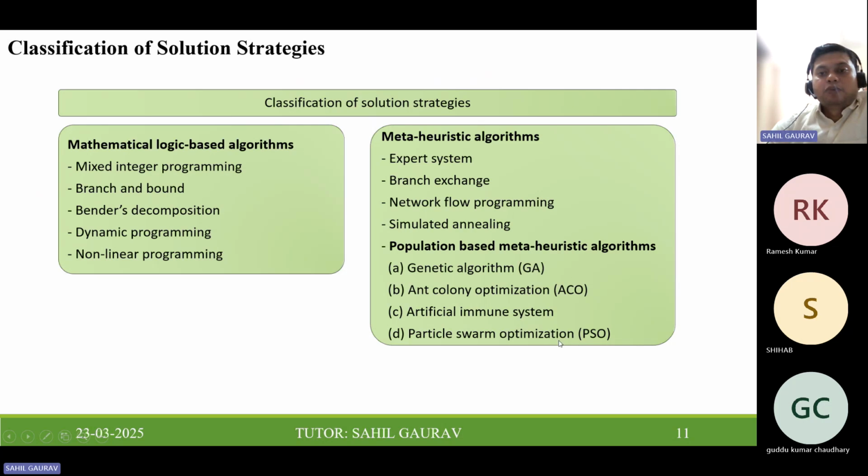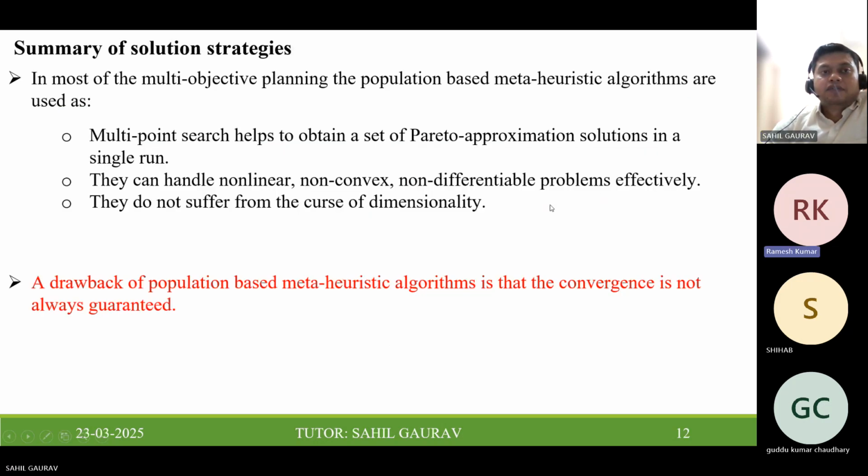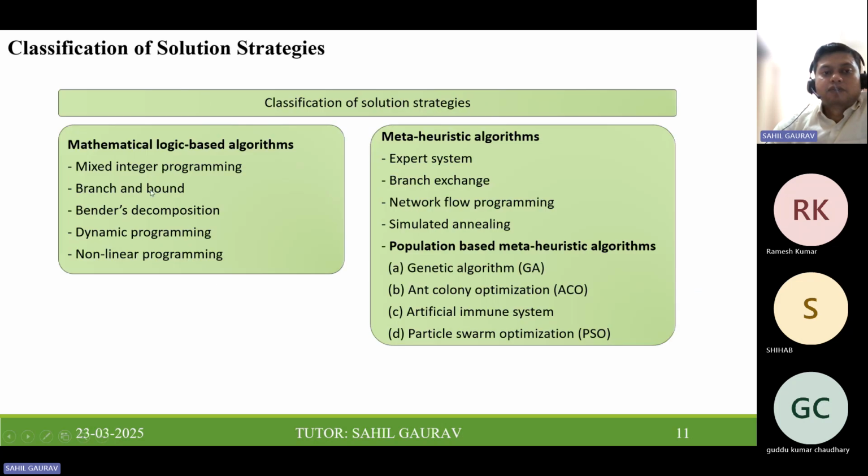In these population based meta heuristic algorithms, I think many of you have heard the two terms genetic algorithm and particle swarm optimization very frequently. They are very famous and widely used in optimization problems, in power systems and in other fields also. In the summary of solution strategy, in most multi-objective planning the population-based meta heuristic algorithms are used, because they have multi-point search that helps obtain a set of Pareto approximation solutions in a single run, and they can handle nonlinear, non-convex, non-differentiable problems effectively. They also don't suffer from the curse of dimensionality, whereas mathematical logic-based algorithms do.